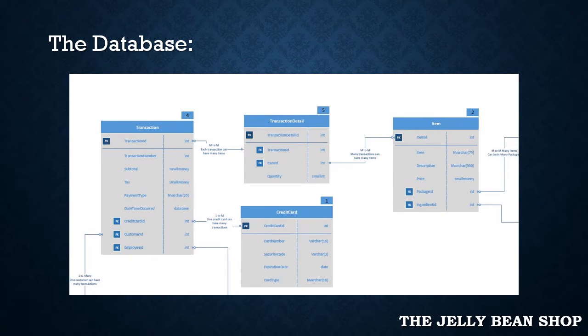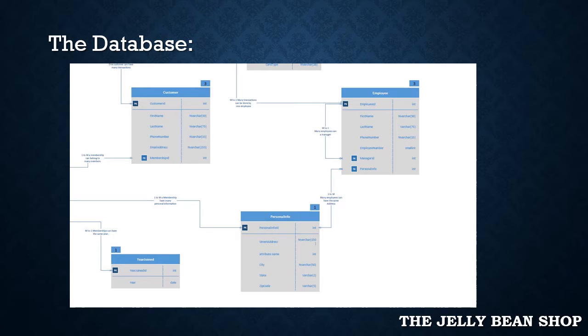This portion of the database deals with the transactions, gives the payment type, the transaction itself, as well as the item that is being bought in the transaction, and then it ties in the customer who's buying the item as well as the employee who's selling the item. In part 3 of this database diagram, you're going to see the customer and the employee. And then there's a personal info table which will store their addresses.